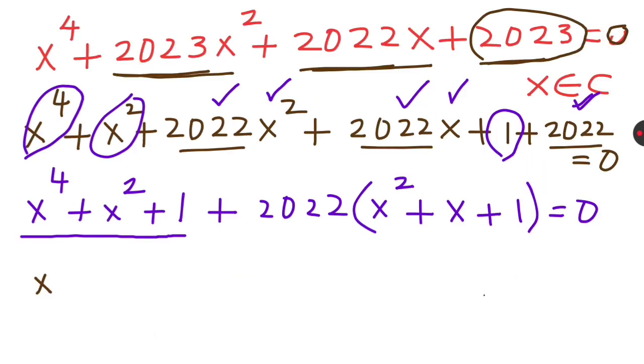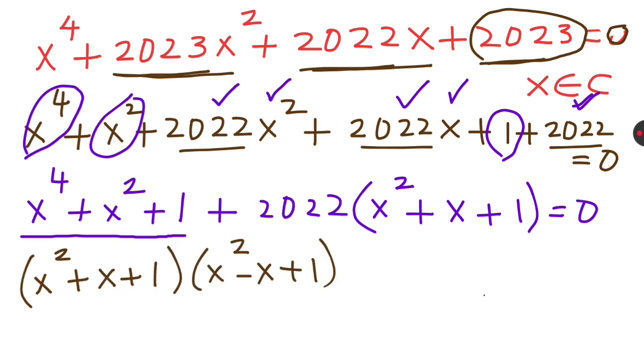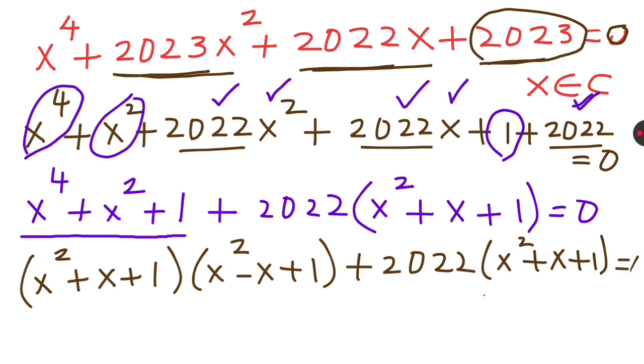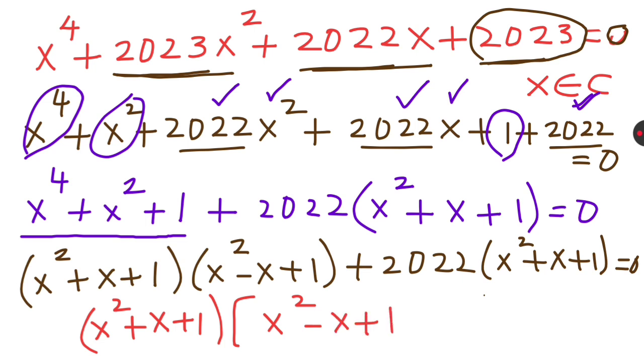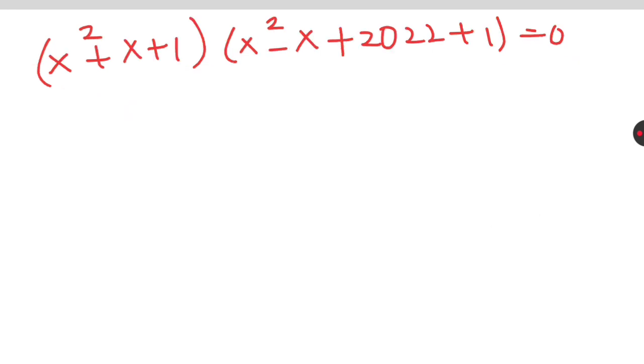So let's take that: (x^2 + x + 1)(x^2 - x + 1), and what we have is 2022 times (x^2 + x + 1). In both terms, x^2 + x + 1 is common, so let's take it as common. We are left with x^2 - x + 1 + 2022. That is 2022 plus 1, which gives 2023. So let's write here 2023.